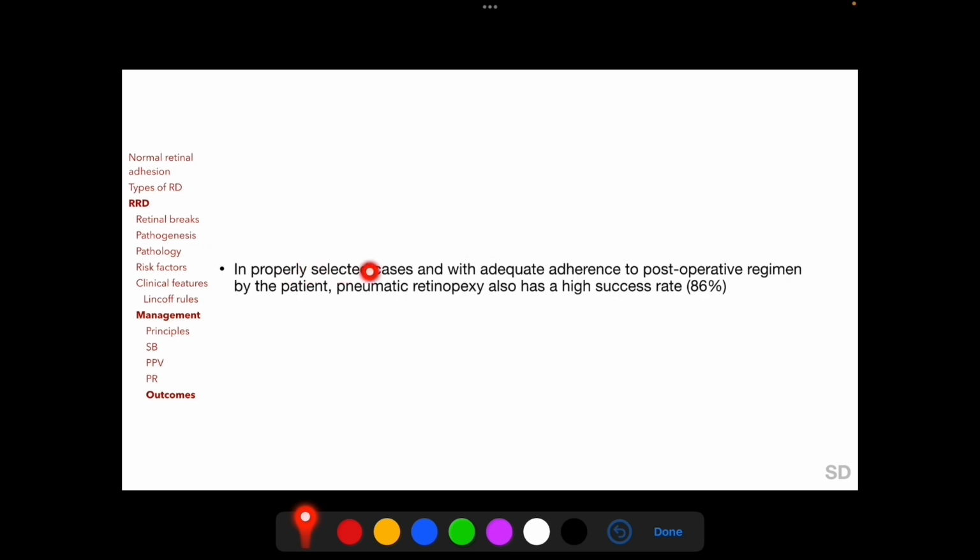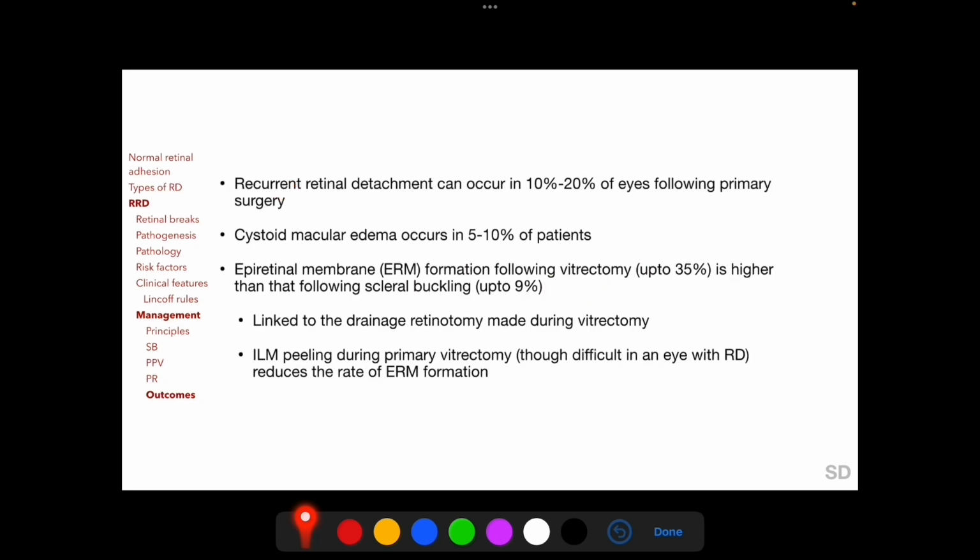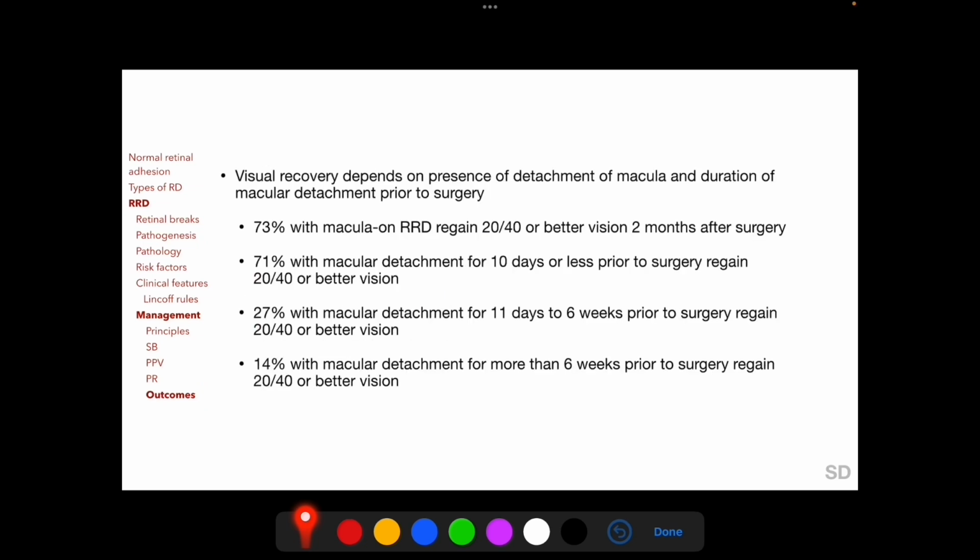In properly selected cases and with adequate adherence to post-operative regimen by the patient, pneumatic retinopexy also has a high success rate. Recurrent retinal detachment can occur in 10 to 20% of eyes following primary surgery, and cystoid macular edema occurs in 5 to 10% of eyes following surgery for RRD. Epiretinal membrane formation following vitrectomy is higher than that following scleral buckling, and this has been linked to the drainage retinotomy made during vitrectomy.